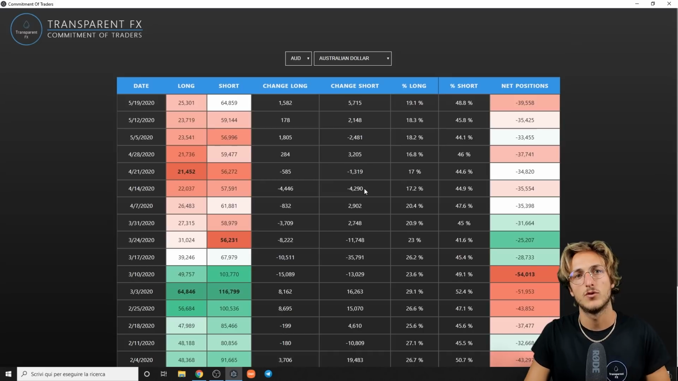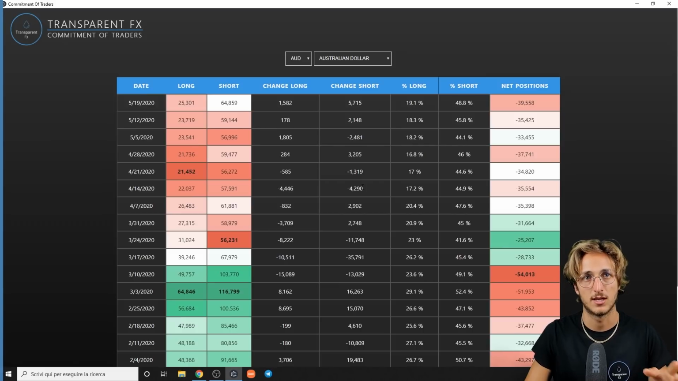So if you want to be following the big boys, it's definitely always a good idea to look at what is their positioning in the market.